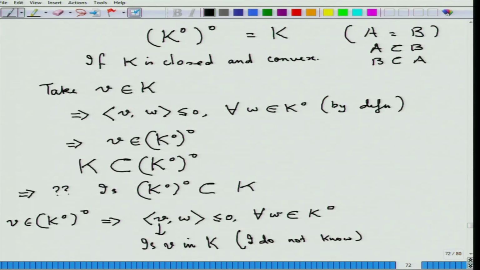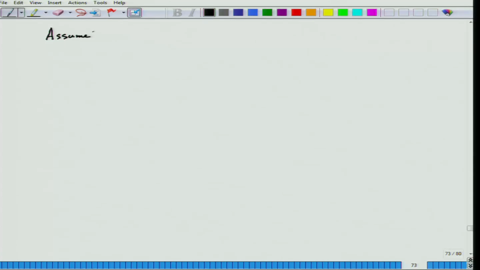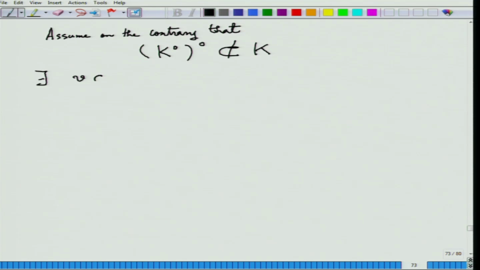When a direct approach fails, you have to take the indirect approach in mathematics. Proofs by contradiction, however ugly they might look, are possibly the last resort. So, I will do a proof by contradiction. I will assume, on the contrary, that K polar is not a subset of K. So, there exists a V in K polar, but V is not in K. So, I am assuming the opposite.